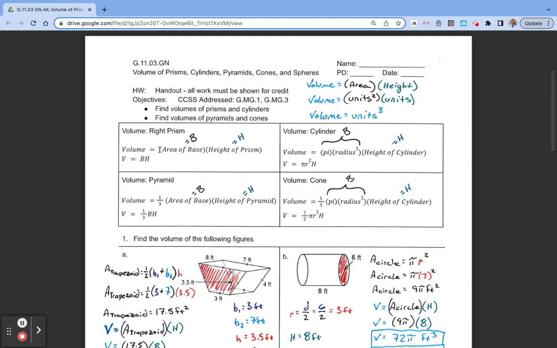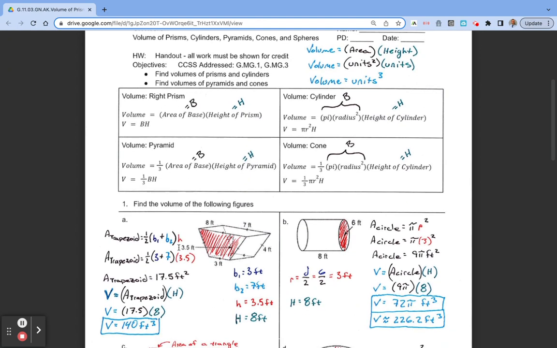The volume of a right prism is equal to the area of the base, whatever that base is, multiplied by the height of the prism. So volume is equal to area of the base times the height. That's a capital H height because that height represents the distance between the two faces, the two congruent faces.